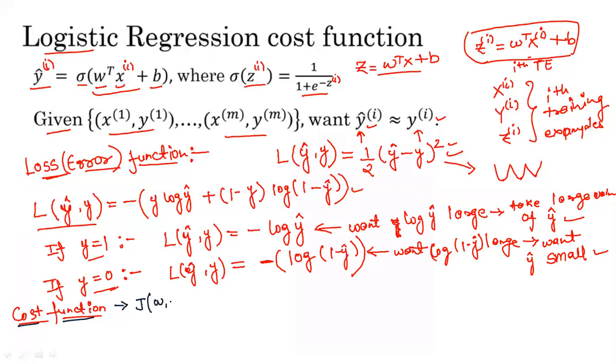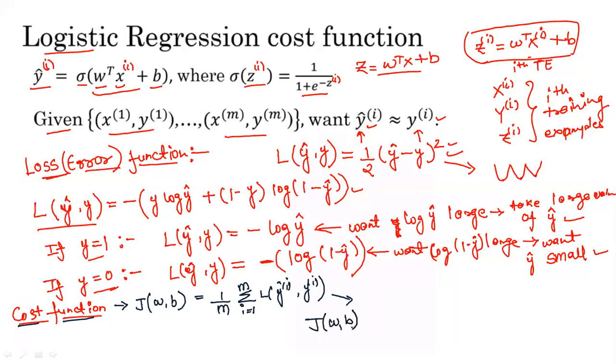So our cost function would be J of w comma b equals 1 upon m, and then we'll apply this loss function or the error function over all the training examples, that is from i equals 1, and suppose we have m training examples, up to m, L of y hat of i comma y of i. We have already seen the notation. If we put i, then it belongs to the ith training example.